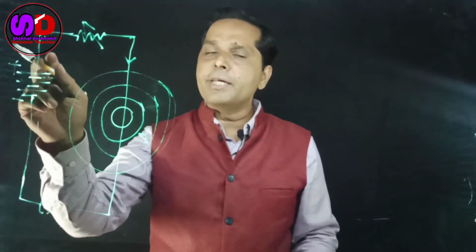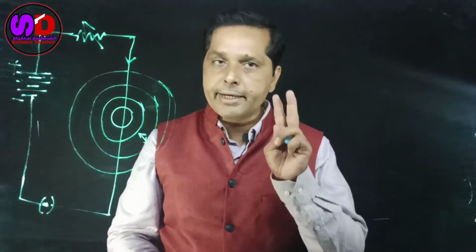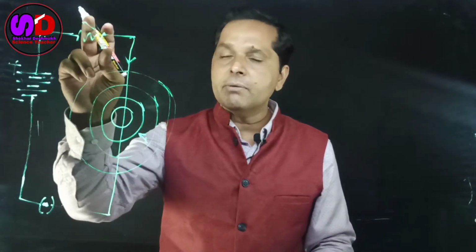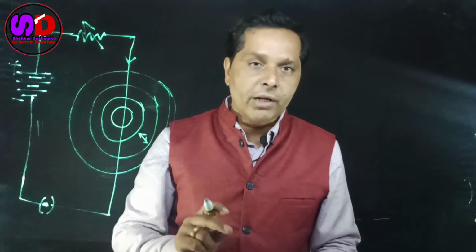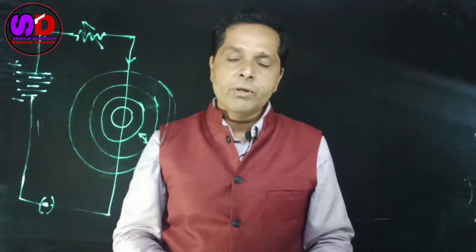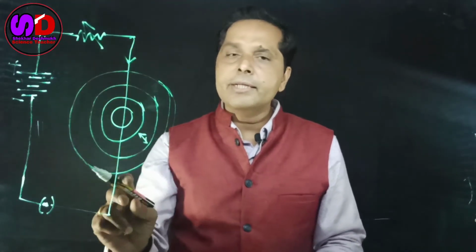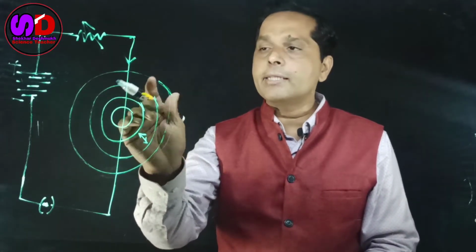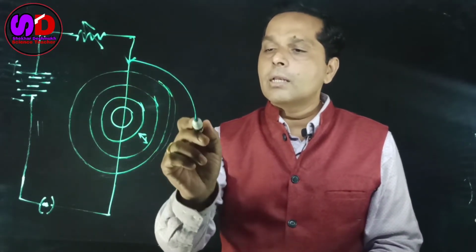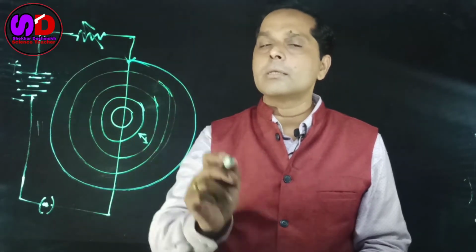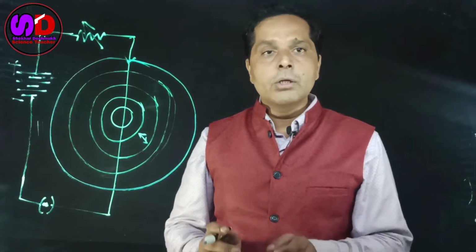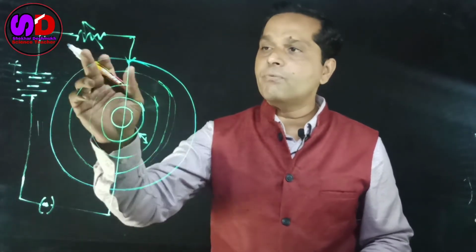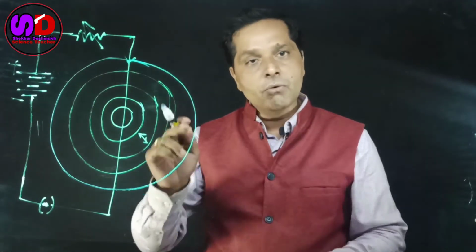What happens if we increase the current flowing through the circuit? We can increase the current by changing the rheostat value, that means by changing the resistance value. It is variable resistance. So if we increase the current flowing through the circuit, then we get these lines at a larger distance. So definitely the strength of the magnetic field increases if we increase the current flowing through the wire.